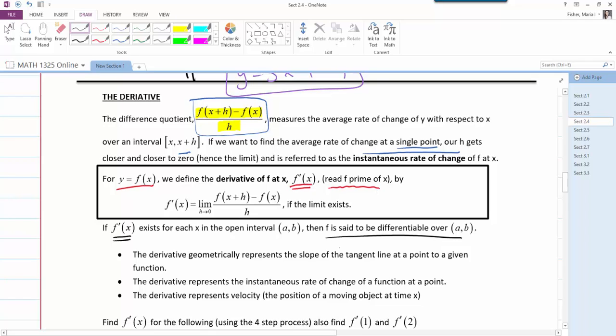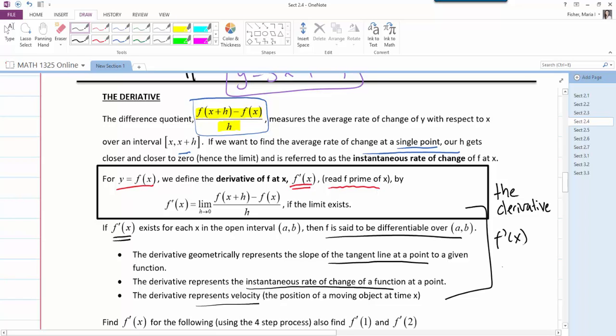Geometrically, the derivative represents the slope of the tangent line at a given point. It also represents the instantaneous rate of change of a function at a point. And it represents the velocity. Now, another big thing we want to note here, the derivative f prime of x is a function.